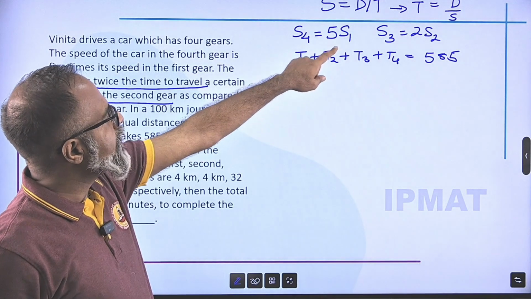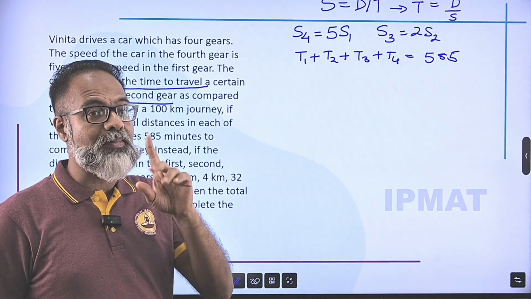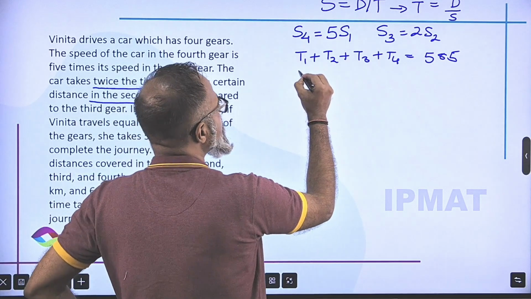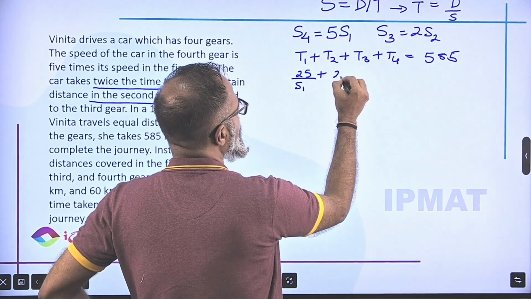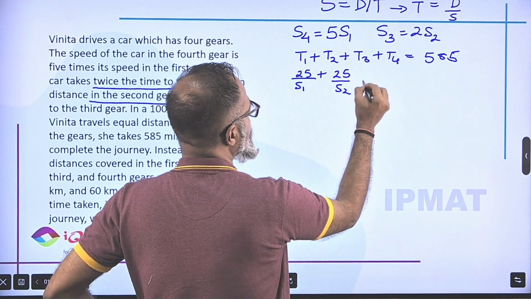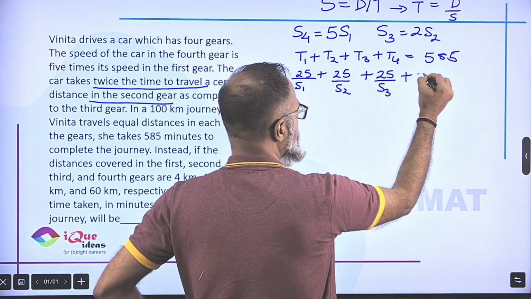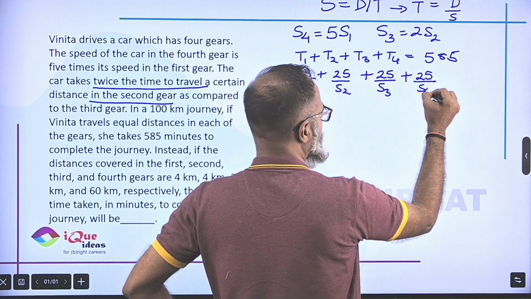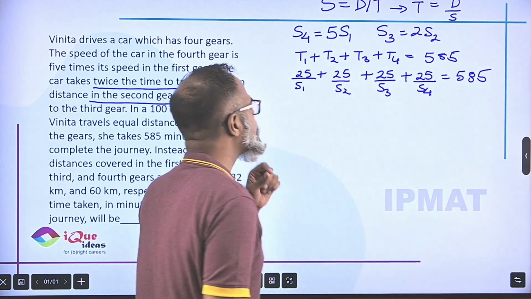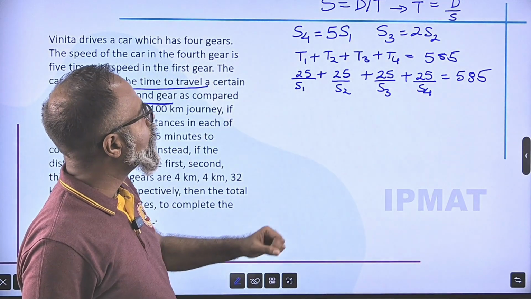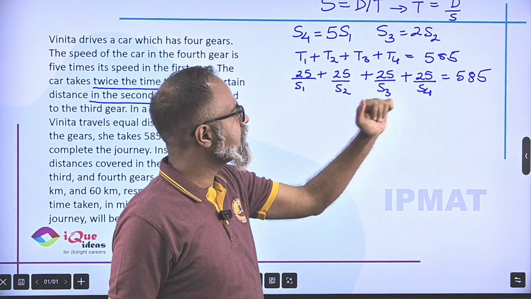So time is distance upon speed, and remember, in each case the distance is the same, 25. So I can say 25 upon speed 1 plus 25 upon speed 2 plus 25 upon speed 3 plus 25 upon speed 4 is the total time of 585. Now I also know that speed 4 is 5s1 and speed 3 is 2s2. So I can replace these two.